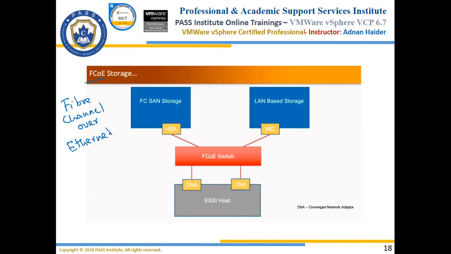This is Fibre Channel over Ethernet. Over Ethernet meaning that it is over the normal network, so that is a cheaper solution, and it is connected to a CNA. CNA is our converged network adapter. A converged network adapter can work with both types of traffic. It can handle HBA traffic, and it can also handle the normal NIC traffic as well. So it can work with both types of solution.